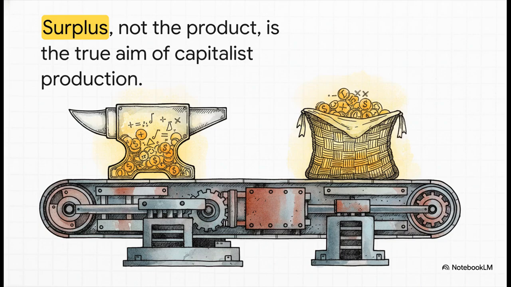Think about how this dynamic plays out. Once a worker has labored enough hours to reproduce the value of their daily sustenance, every single subsequent hour worked is essentially free fuel for the capitalist's profit. The product itself, well, it's really just a vehicle to carry that surplus value into the open market.